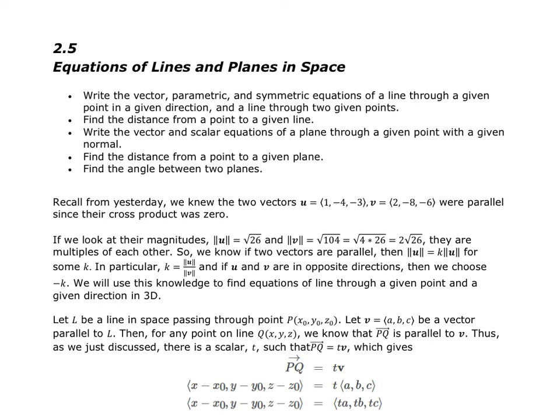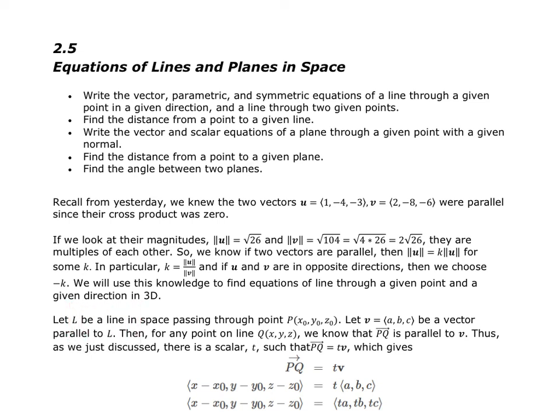Now, if we look at their magnitudes, the magnitude of one and the magnitude of the other are multiples of each other. So if the two vectors are parallel, then their magnitudes must be multiples of each other. In particular, this number k must be the magnitude of one over the other, and it doesn't matter which direction you go. It could have been the magnitude of v over u, or the magnitude of u over v. If they are in opposite directions, then the multiple between them must be negative. Now we're going to use this information to find equations through a given point given a certain direction.